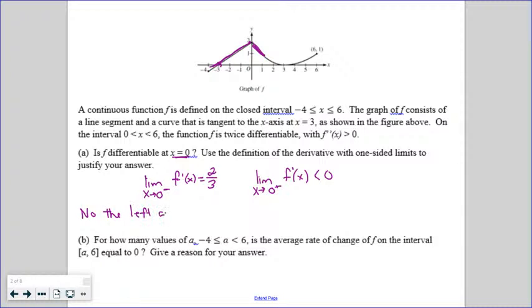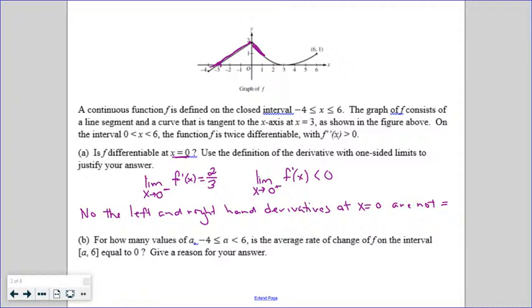The left and right hand derivatives at x equals 0 are not equal.